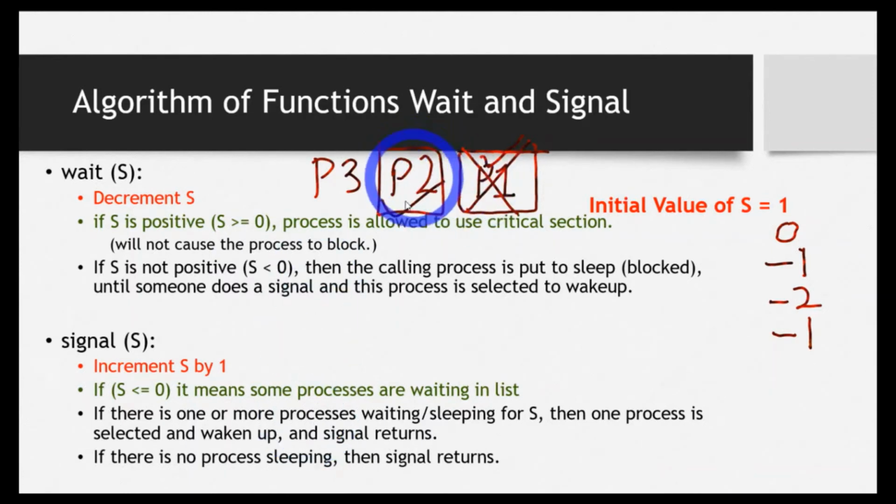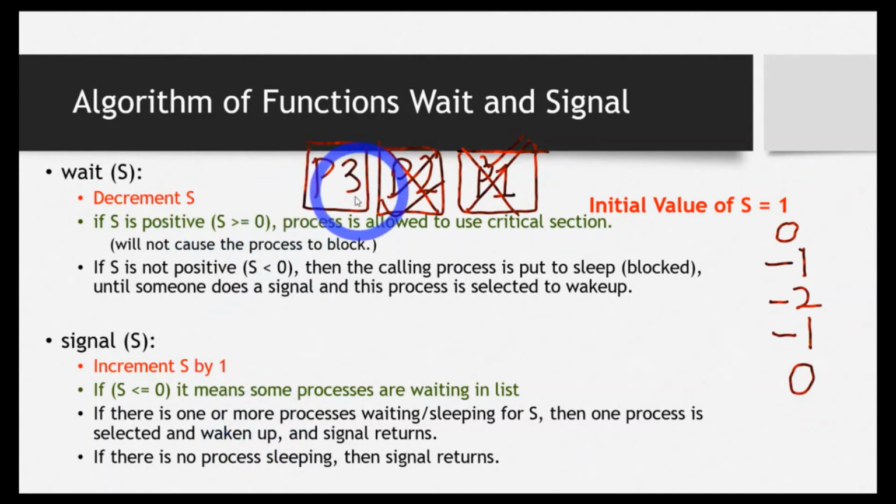And then after P2 is done with its work, P2 will call the signal function. It will increment S by 1. That means now, since S is -1 and you increment it, it becomes 0. Again, this condition is checked. If S is less than or equal to 0, and we know this is true, S is 0 right now, it means again some processes are waiting, and we know P3 is waiting. So it will be selected and woken up, and then the signal will return. Now P3 is selected and P3 is now using the critical section.